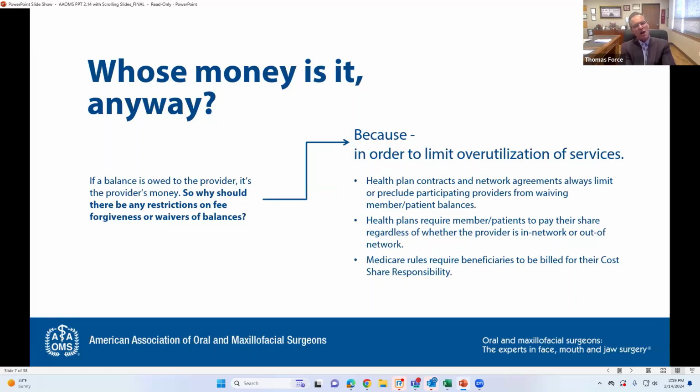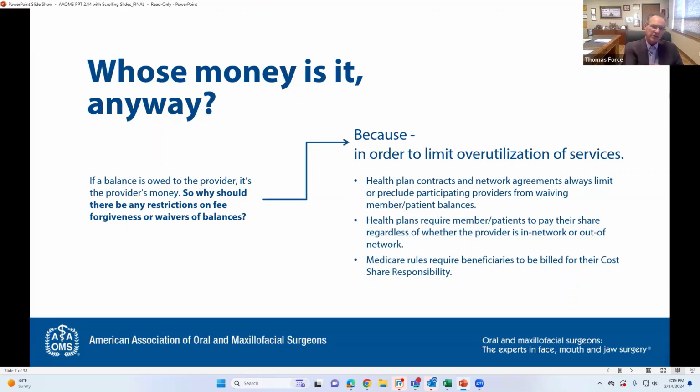So I mentioned before, a lot of providers tell me, well, whose money is it anyway? It's not like I'm collecting the money, I'm waiving it, right? So you have to understand the way the insurance carriers view this. If a balance is owed to the provider, it's the provider's money. So the provider will say, why should there be any restriction on fee forgiveness or waivers of such balances? It's my money. If it's a $25 copay, I would get the $25.